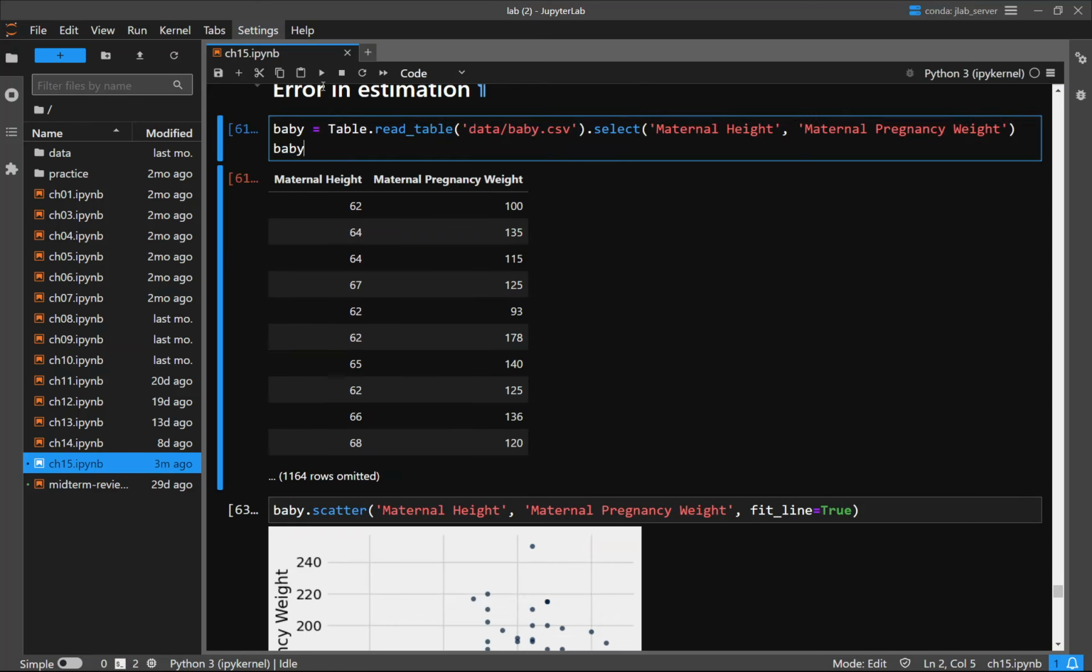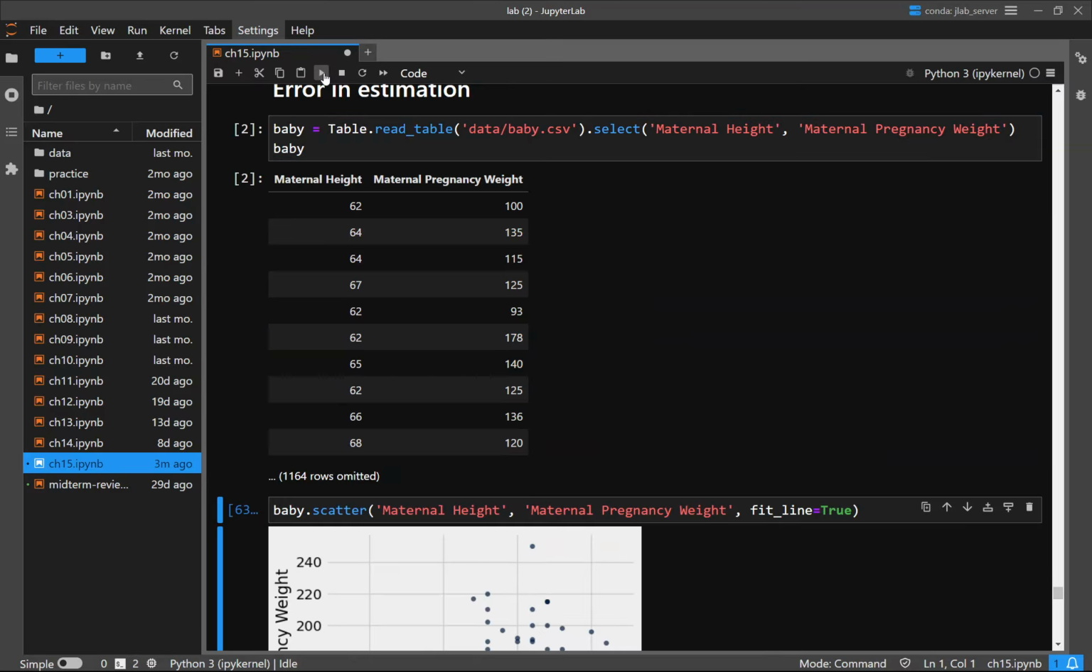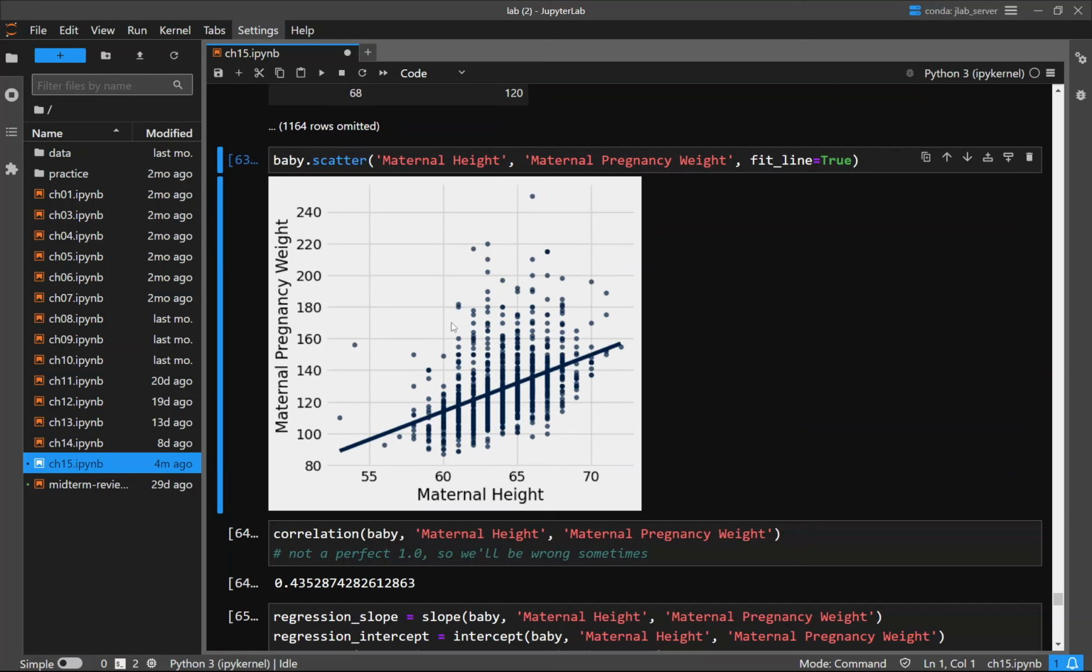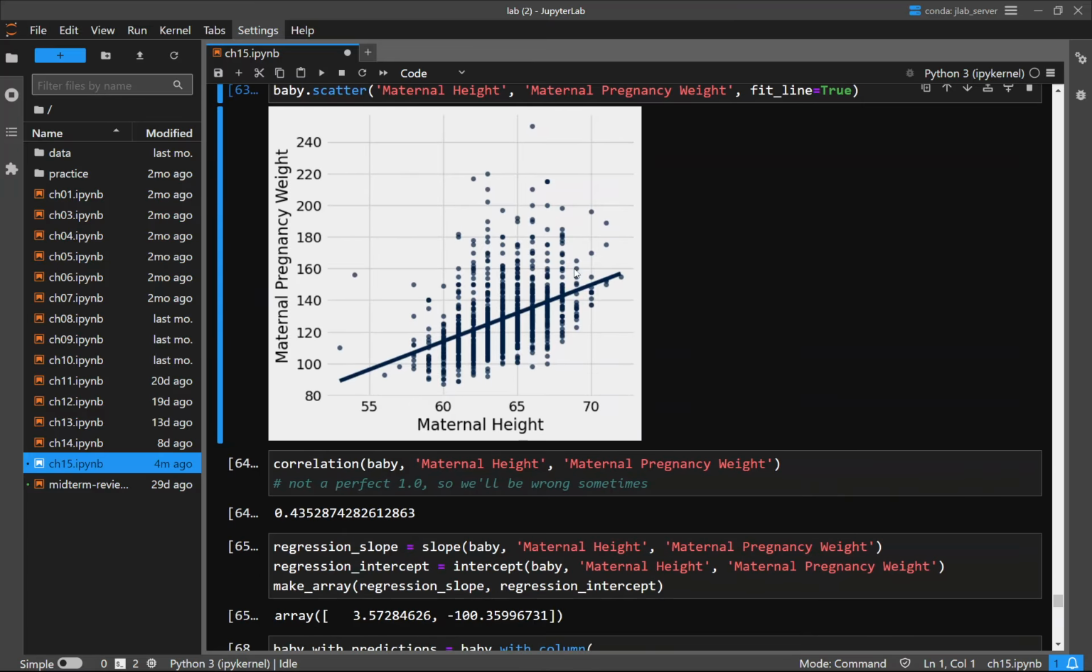So we got our baby table. Here it is, where you've got maternal height, and we selected height of the mother and also the weight of the mother during pregnancy. That's decently correlated if you think about it, right? A taller mother is going to weigh more during pregnancy. That seems like there's a line going on there. The correlation is not perfectly 1, but it's 0.43. It is positively correlated decently, but there's a lot of options, right?